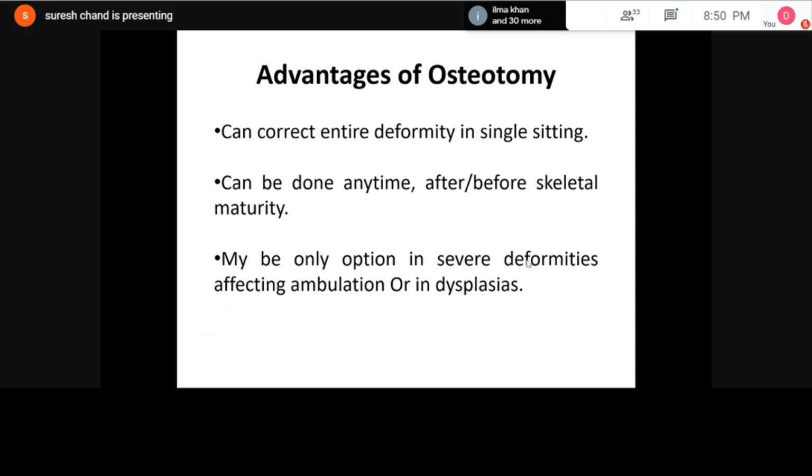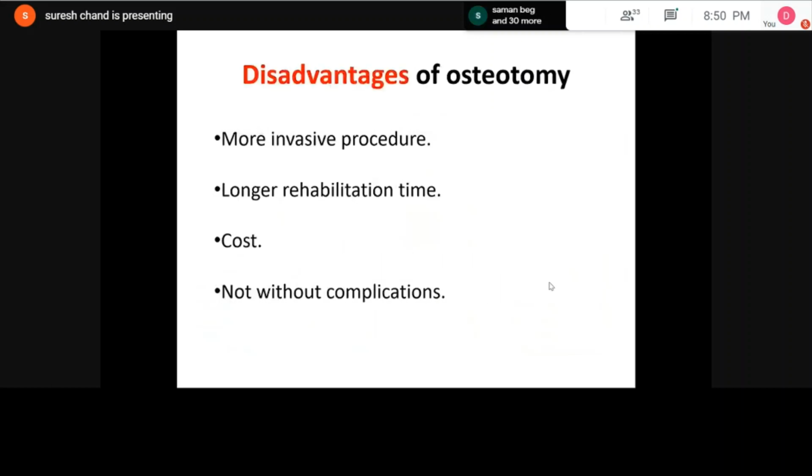The osteotomy can be done anytime, before or after skeletal maturity, and it might sometimes be the only option in case of severe deformity affecting ambulation, or in skeletal dysplasias where we have very undesirable or unpredictable results with the growth plate. But the disadvantages of osteotomies are that it is more invasive and a major procedure. It has a longer rehabilitation time. Obviously, because of major surgery, there are cost issues. The implant cost is added apart from the surgery, and it is not without the known complications of major surgery or osteotomy.